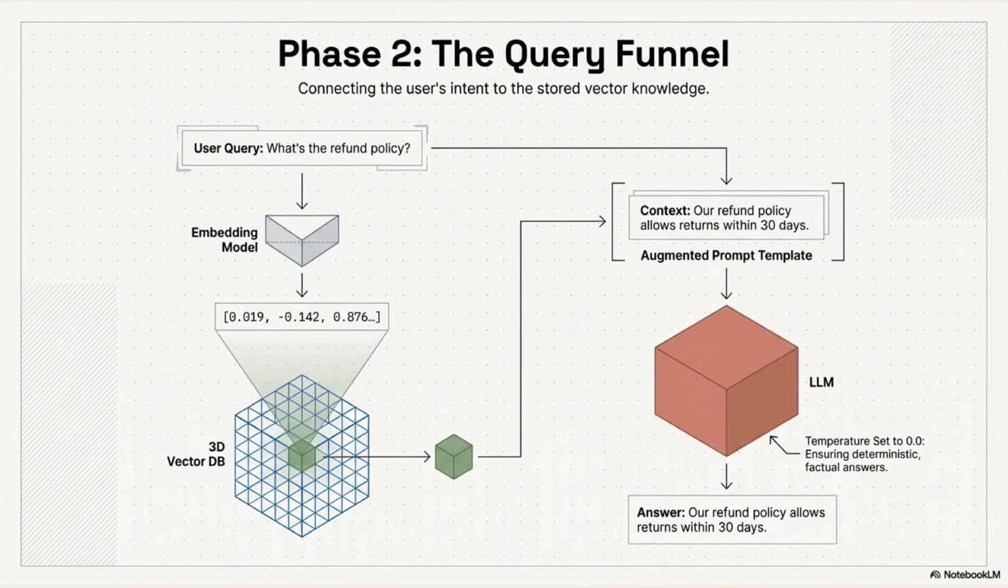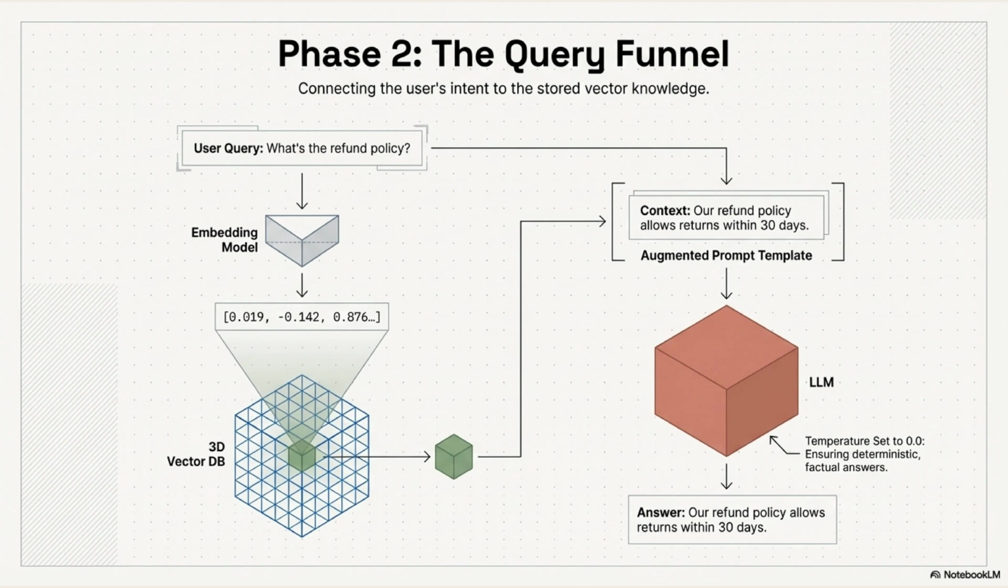A user types, "What's the refund policy?" That question enters the system at the top left. It immediately passes through the embedding model, the same type of model we use during indexing. The query gets converted into its own vector, a sequence of numbers like 0.019, negative 0.142, 0.876, and so on. That query vector is then used to search the 3D vector database shown in the center.